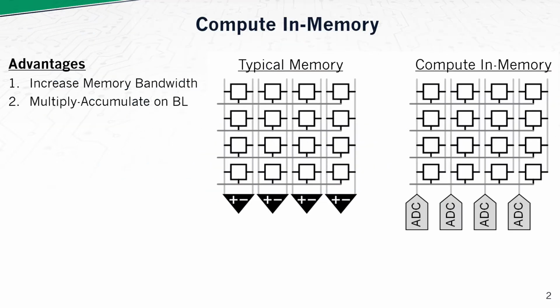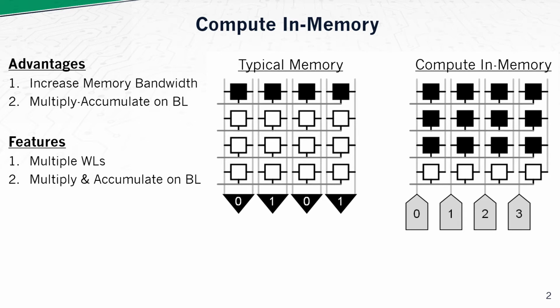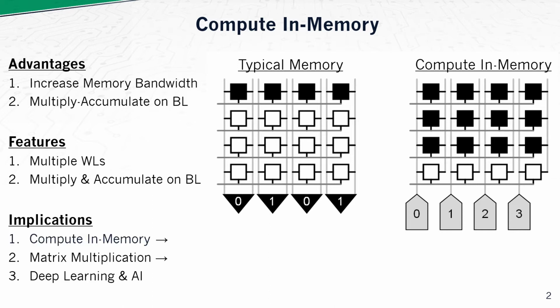Compute memory is an exciting technique that can greatly increase memory bandwidth and perform multiplication and accumulation on the bit lines of a memory array. We can illustrate this by comparing a compute memory array and a typical memory array. First, we swap our sense amplifiers for analog to digital converters, and now we can enable multiple word lines at the same time, and add the results on the same bit lines.